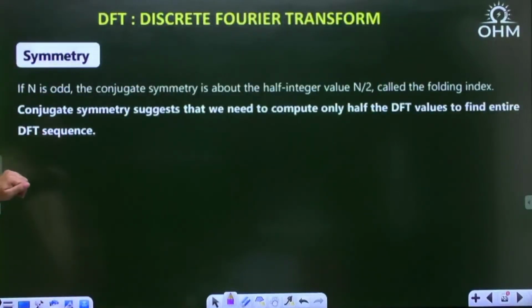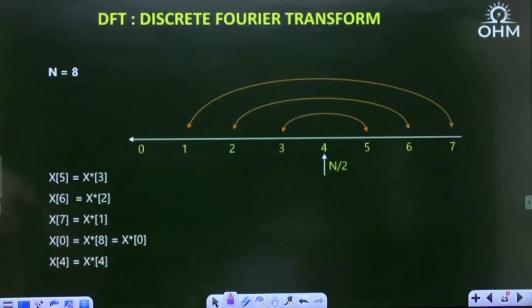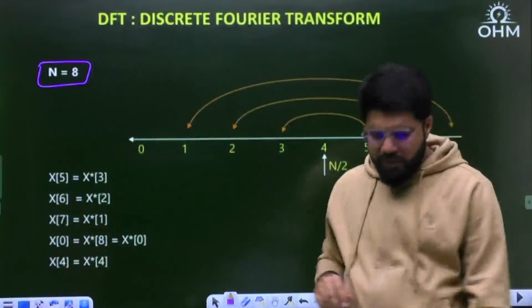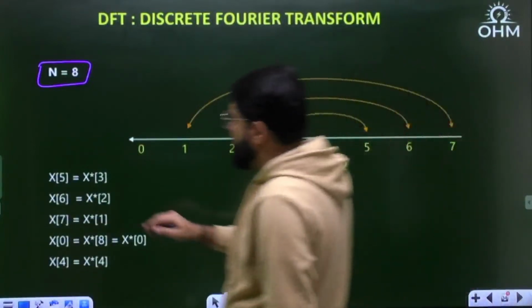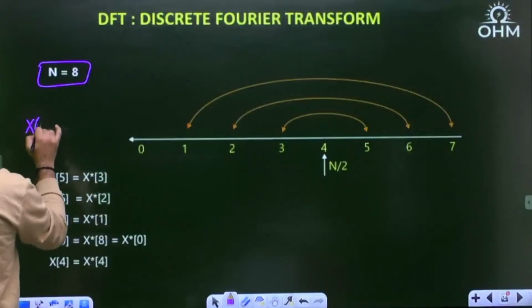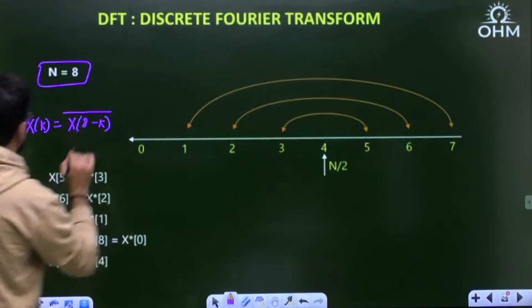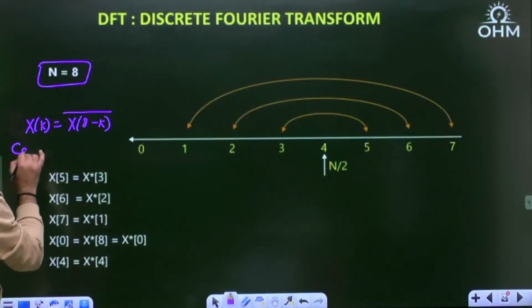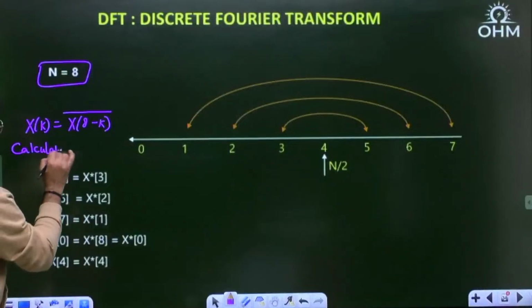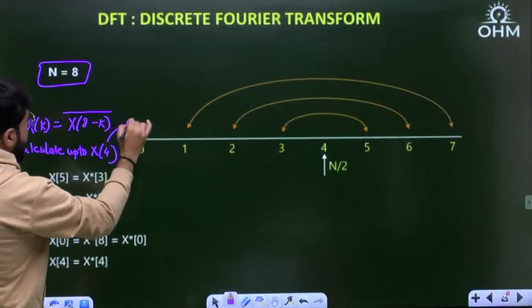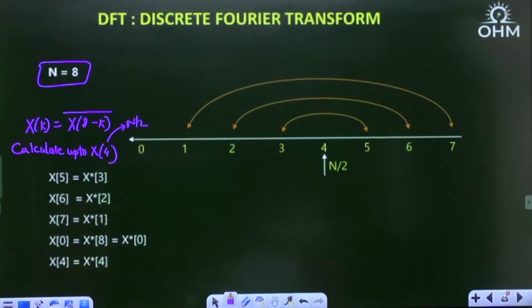If I explain with respect to n equal to 8, first understand here. Suppose n equal to 8. Then any X[k] will be written as X[8 minus k] whole conjugate, and what you first have to do is calculate up to the central ordinate. What is the central ordinate? X4, that is n by 2. Calculate up to n by 2.